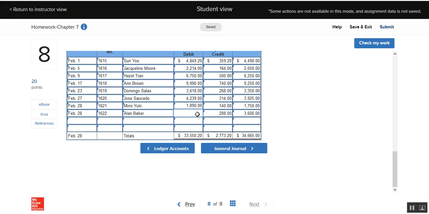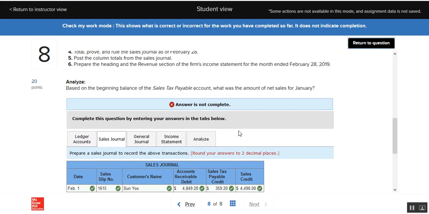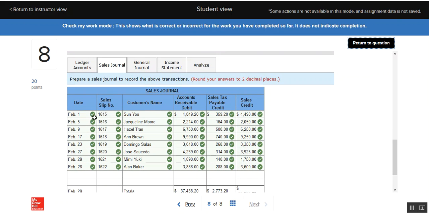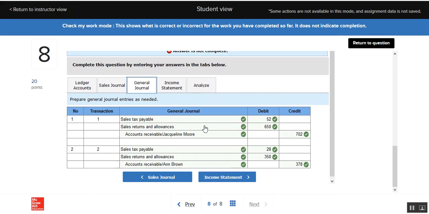So accounts receivable will be the total of those. So that looks like $3,888. All right, I did some of this math in my head, so let's check. Make sure I didn't mess anything up. All right, so it looks like our sales journal is complete. Let's check our general journal as well. Looks like everything's right there.